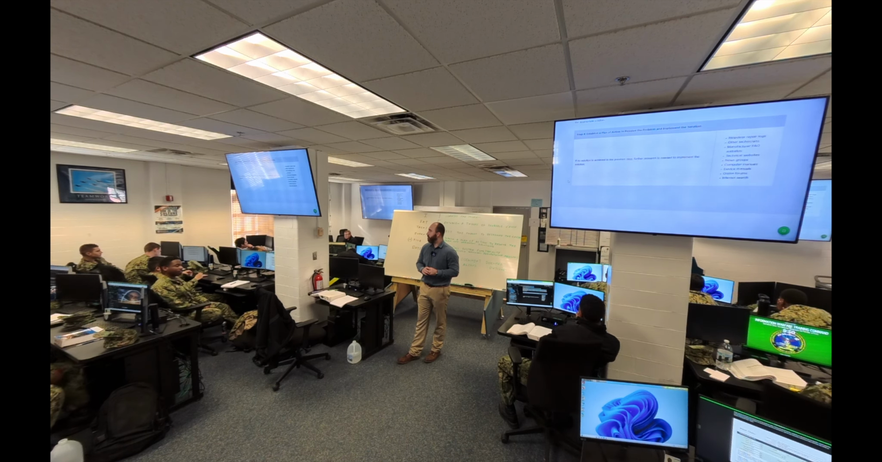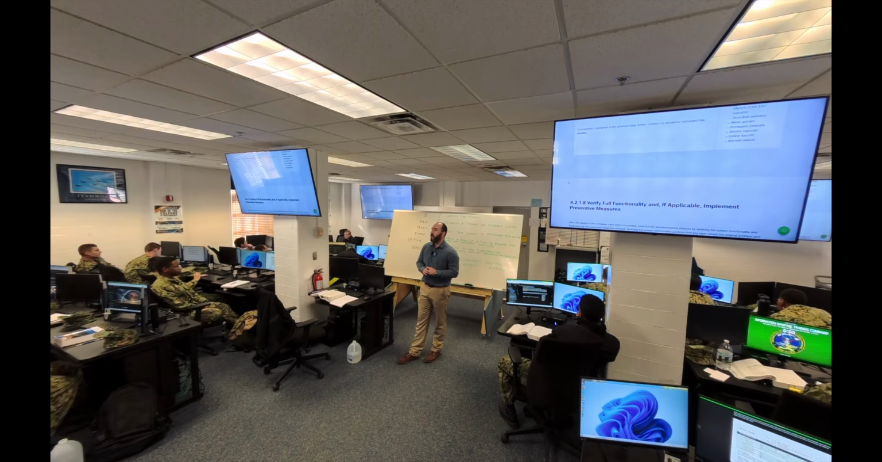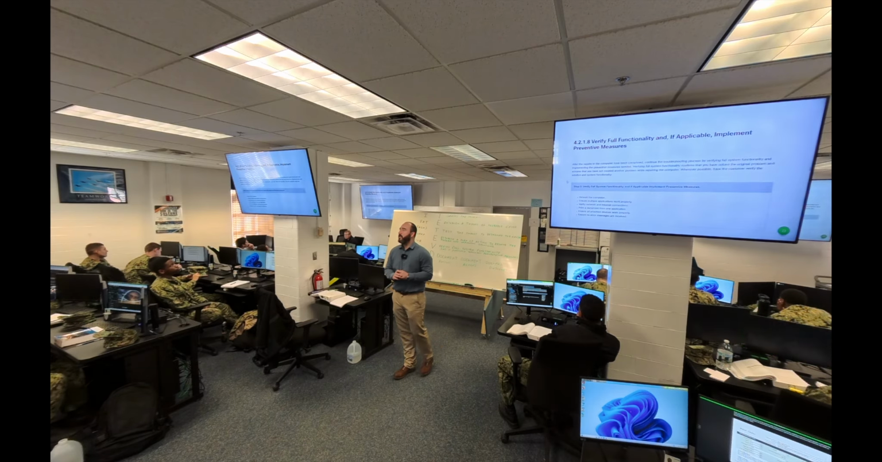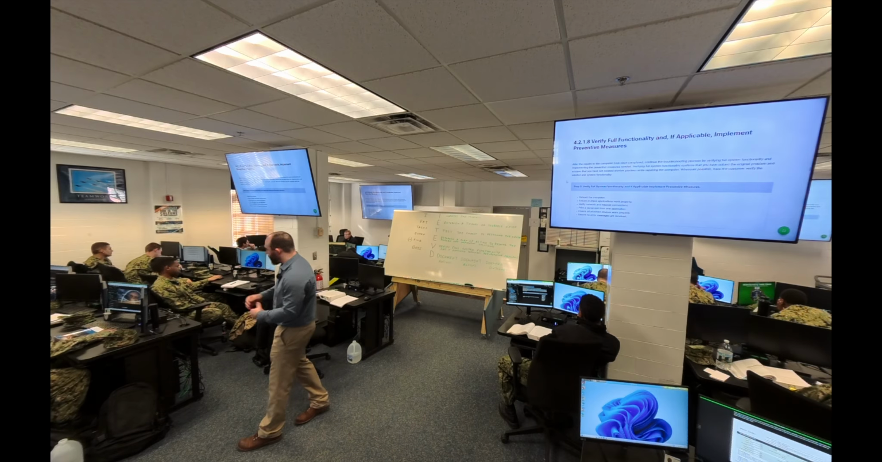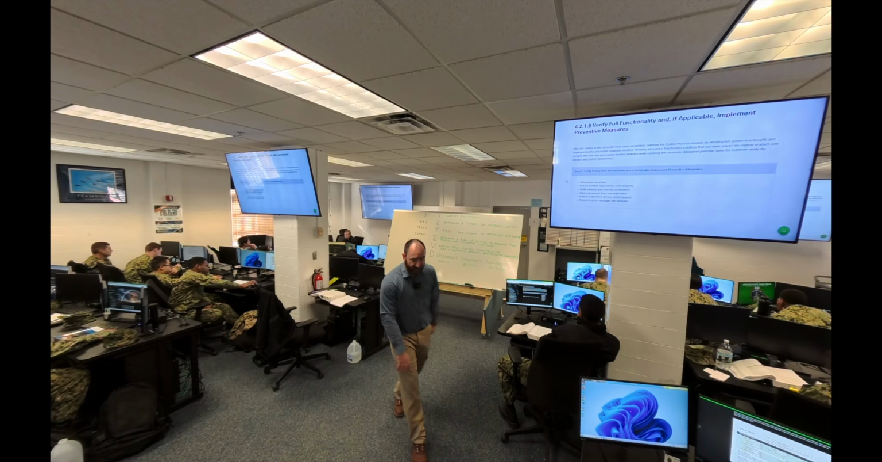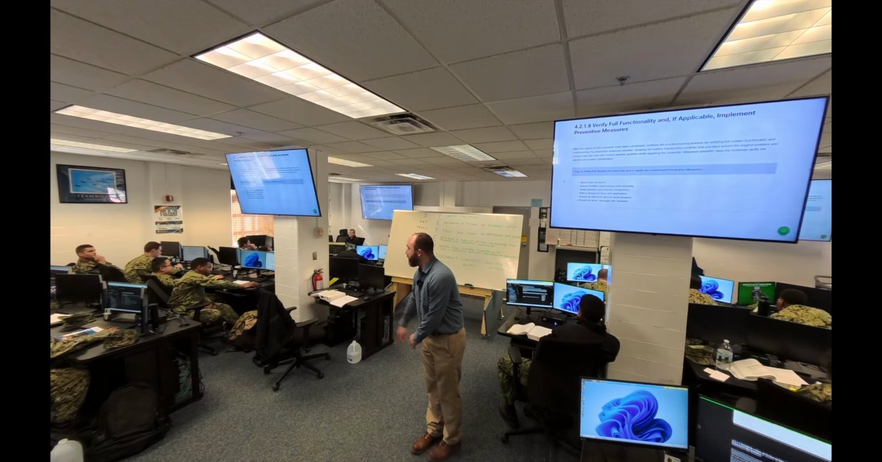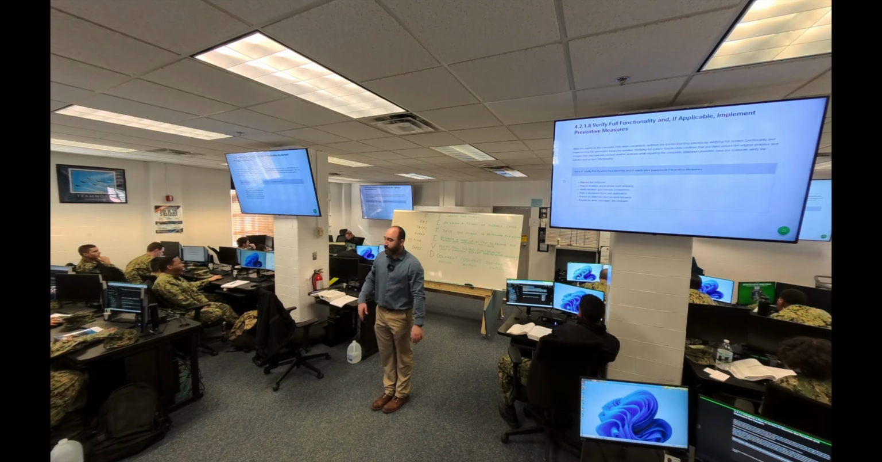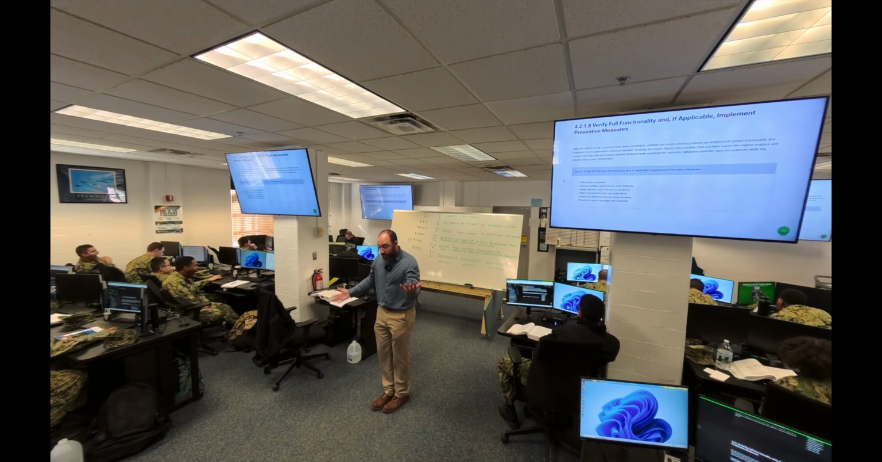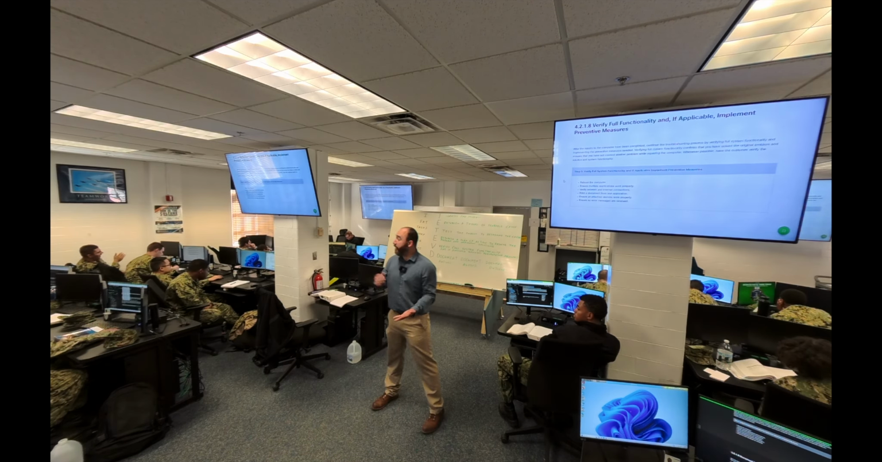GitHub. Good? And finally, verify full system functionality, and if applicable, implement preventative measures. Preventative measures, so that way it doesn't happen again and they're calling the next day with the same issue, causing us to do more work, or you more work, or a different technician.